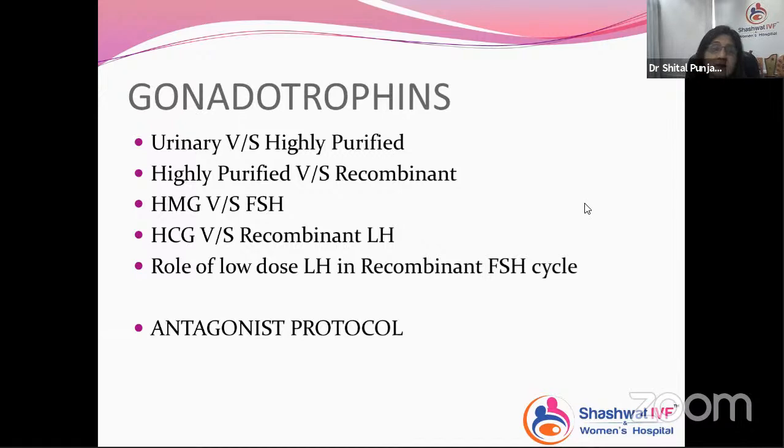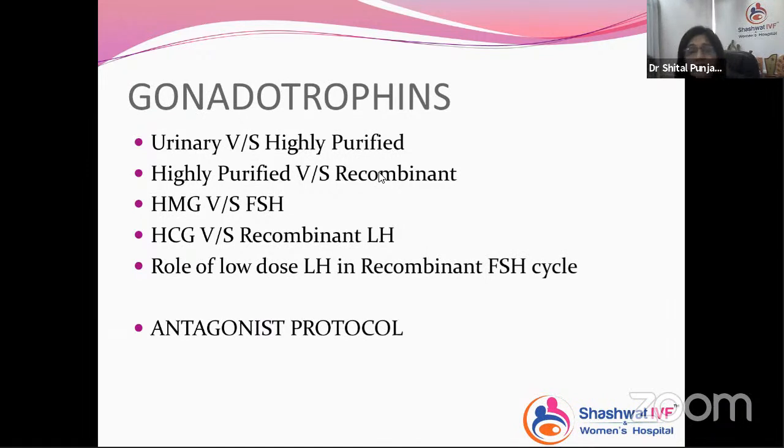The only difference between urinary and recombinant is, first, we are sure of the amount we are giving to our patient. Second, we are sure of the purity, and impurities are taken out when it is highly purified. Third, when the patient has chronically high LH, then we want to avoid excess LH in the form of HMG.